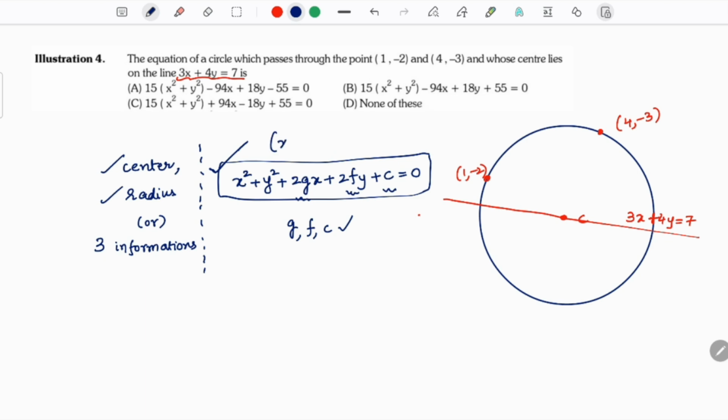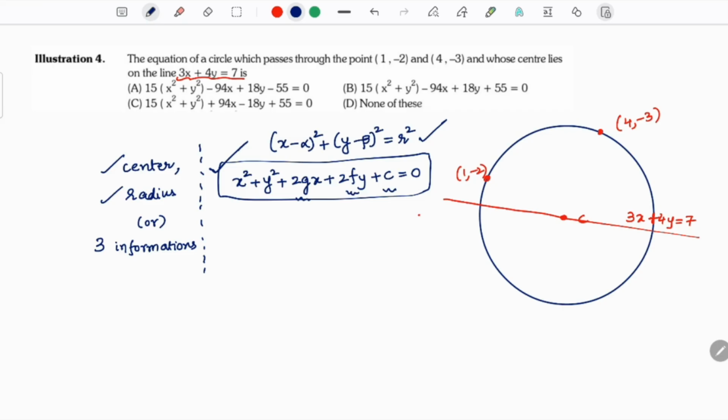Even if you write it like this, x minus alpha whole square plus y minus beta whole square equals r square, the central form, where alpha, beta are the center coordinates, here also there are three pieces of information: one is alpha, another is beta, another is the radius. So basically we need three pieces of information to get three equations to solve three unknowns. Okay, this is the first method.